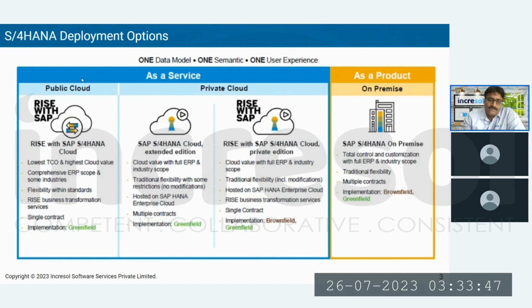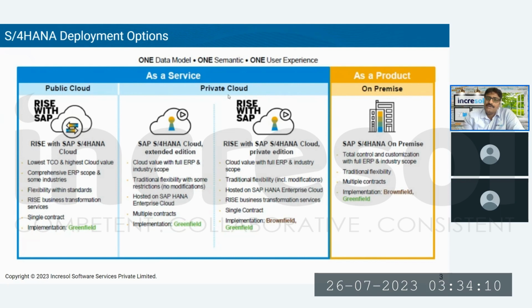Coming to as a service, there are two offerings from SAP. One is the public cloud, which is a multi-tenant infrastructure where you just get your account, you start using your S4HANA system through configurations from the web browser or the Fiori applications, and your business users access your ERP system through a browser.